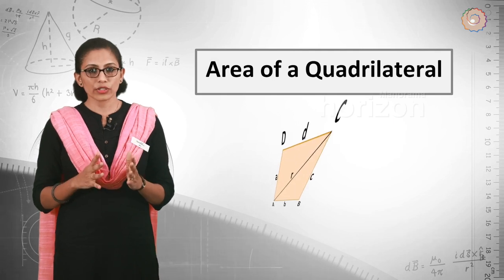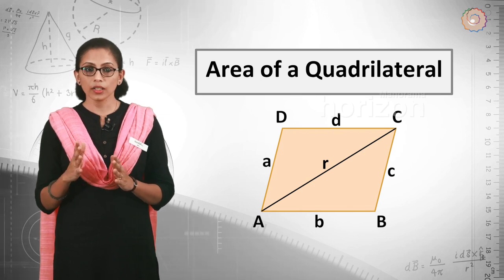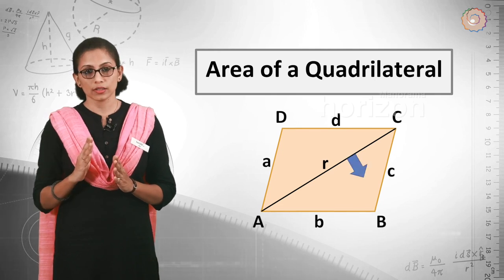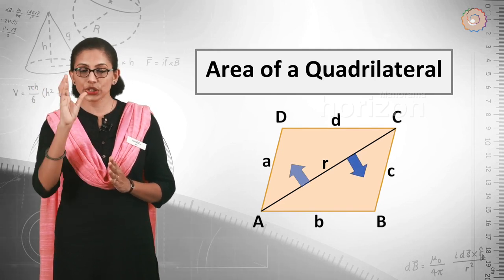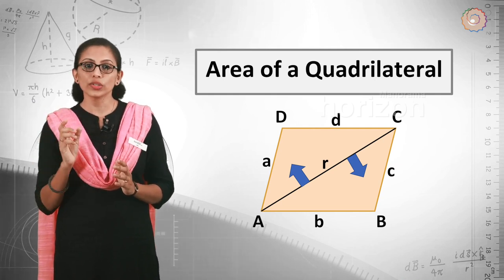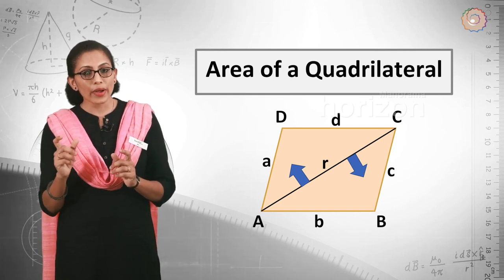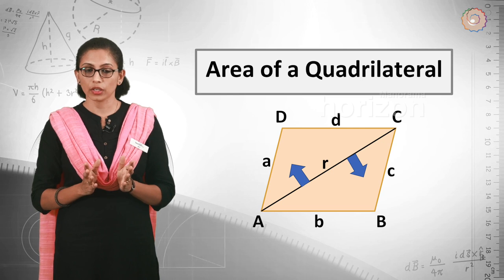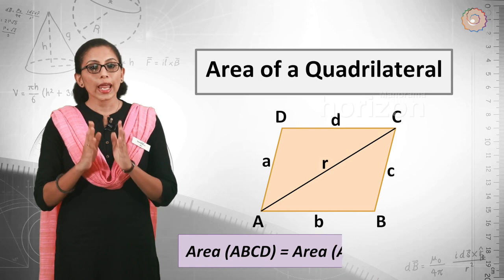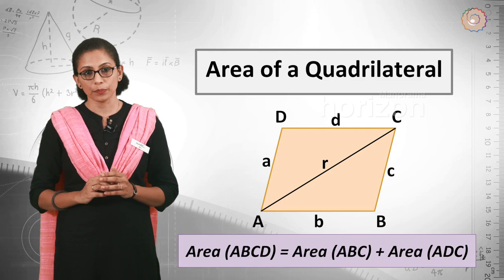Suppose there is a quadrilateral having sides A, B, C and D and the diagonal R. We know the diagonal divides the quadrilateral into two triangles, triangle ABC and triangle ADC. Now find the area of each triangle using Heron's formula. So the sum of the areas of the two triangles is the area of the quadrilateral. That is, area of quadrilateral ABCD is equal to area of triangle ABC plus area of triangle ADC.